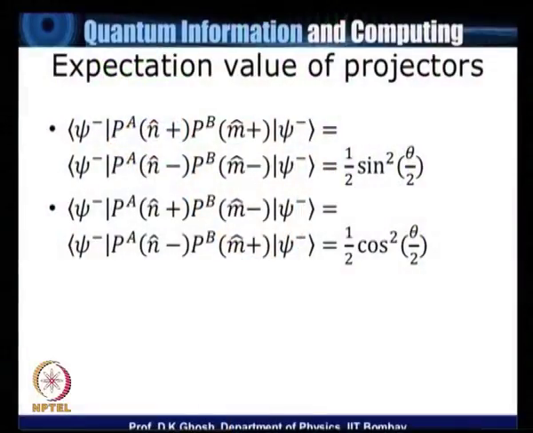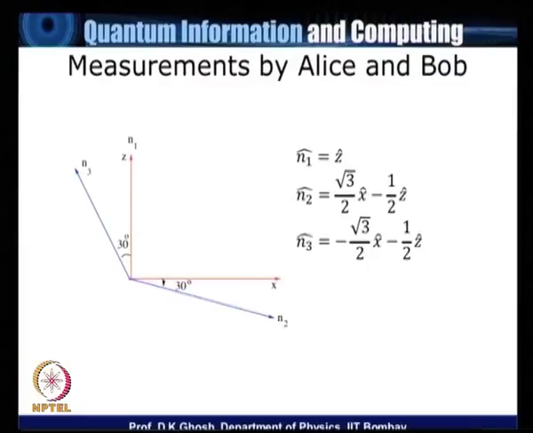So you notice that when they get plus plus, that is P_A plus and P_B also gives plus, or minus minus, my probability is half sine squared theta by 2, and when they are dissimilar it happens to be cos squared theta by 2. Now what is suggested is that we have not said what these directions are.